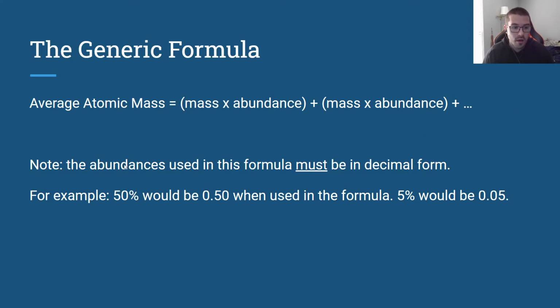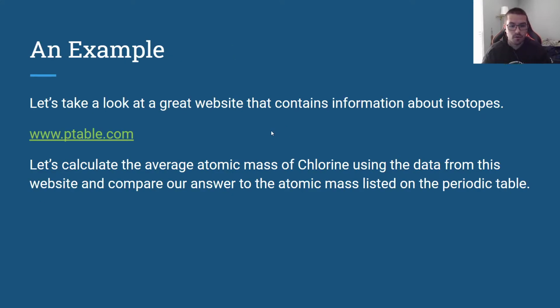And here's a reminder again one more time about these abundances. These have to be in decimal form. So 50% would be 0.5, 5% would be 0.05. Make sure that you are using the decimal versions of percentages, or else your answers are not going to come close to making any sort of sense. Okay? So let's do an example.